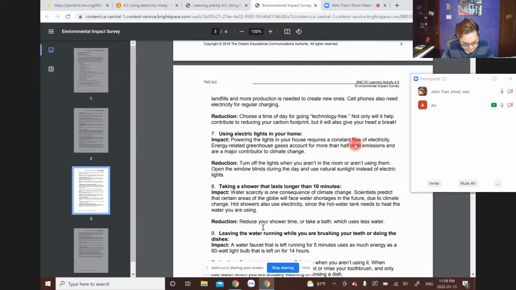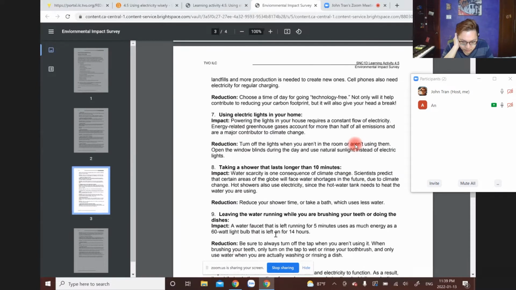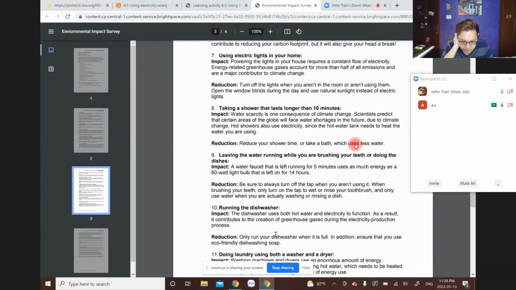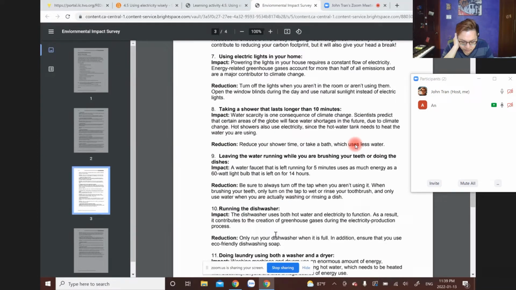Use your shower time to take a bath, which uses less water. Leaving the water running while you are brushing your teeth or doing dishes: a water faucet that is left running for 5 minutes uses as much energy as a 60-watt light bulb left on for 14 hours. Be sure to always turn off the tap.